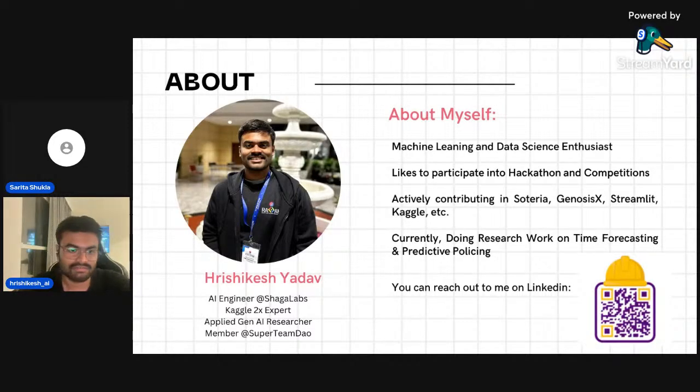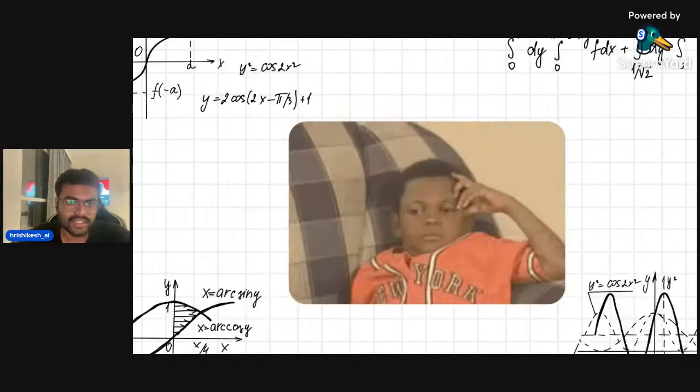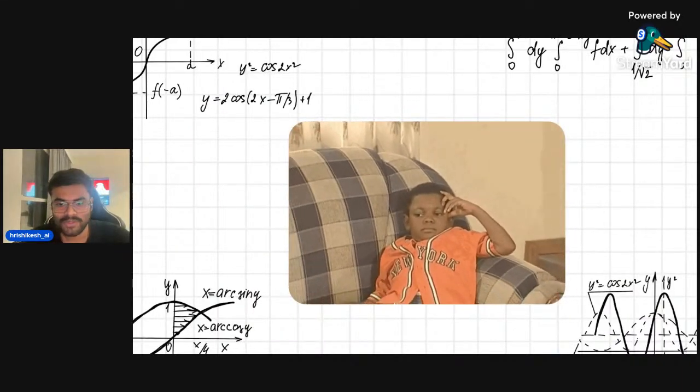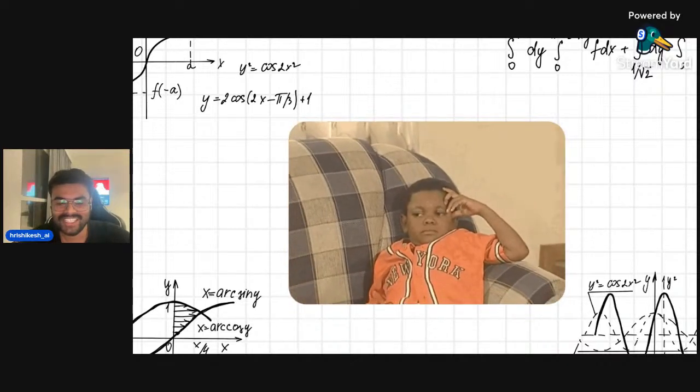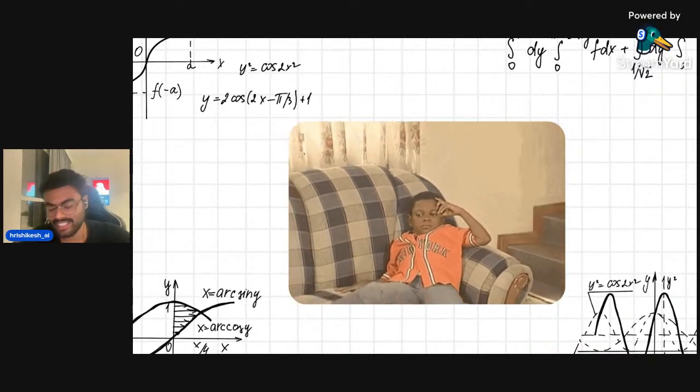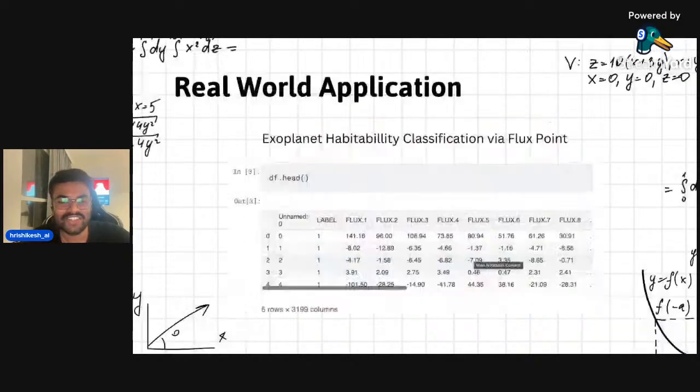I'm an AI engineer at Shaga Labs. I majorly work around applied generative AI research, mainly in the sector of criminology and policing tasks. I have worked on a product called Crime Dekho, which is for the Rajasthan Police Department. That was all about myself. I hope you won't be that bored, because I will try to have memes in between which would be related to the topic.